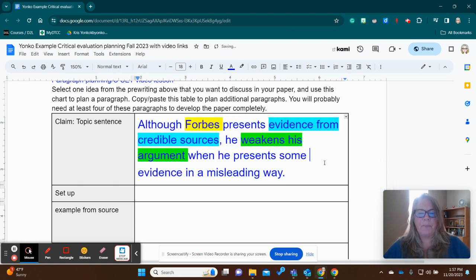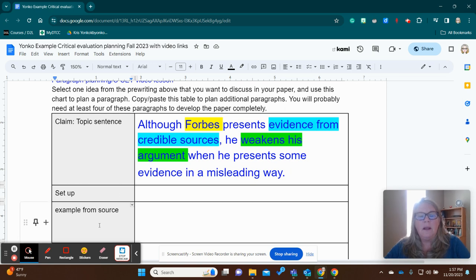That's better. Okay. So I'm doing the one where it says, although Forbes presents evidence from credible sources, he weakens his argument when he presents some of that evidence in a misleading way. So it's kind of, he takes away from his credibility when we see that some of his evidence is a little sketchy. All right. So what we want to look for when we put in our evidence or examples is, where are the credible sources? Where do we see him not being so credible?